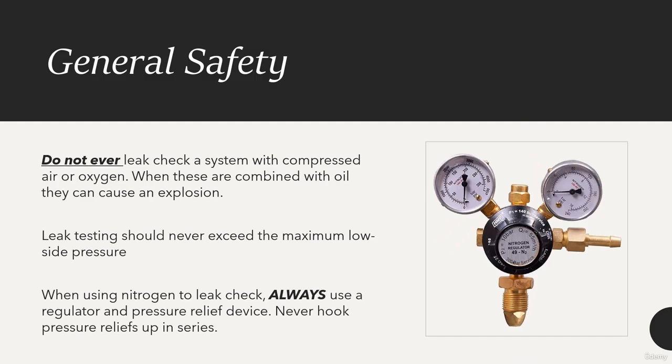When leak checking a system, nitrogen should always be used. Never leak check a system with compressed air or oxygen. When these are combined under high pressure with oil, they can cause an explosion. Leak testing should never exceed the maximum low side pressure of the system. When using nitrogen, always use a regulator and pressure relief device. Never hook additional pressure relief devices up in series. If you have more than one pressure relief device, they should be hooked up in parallel.